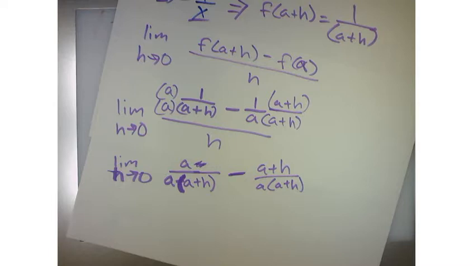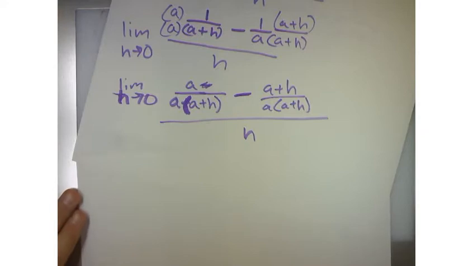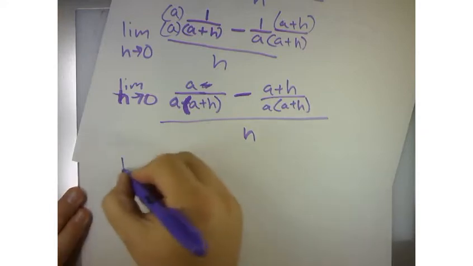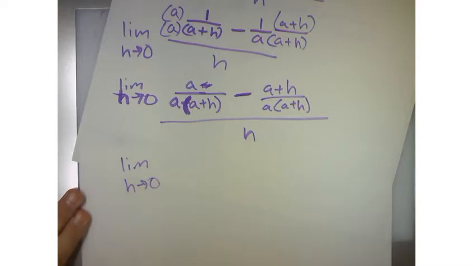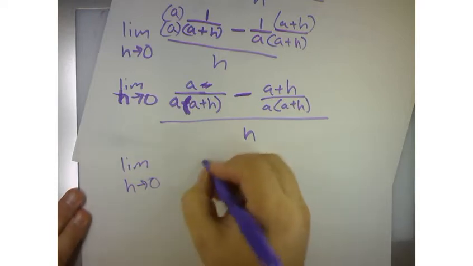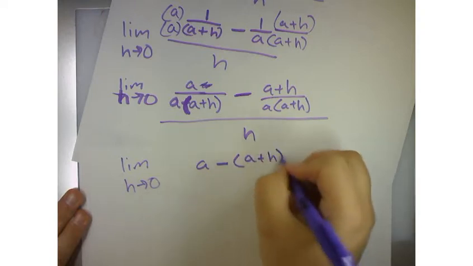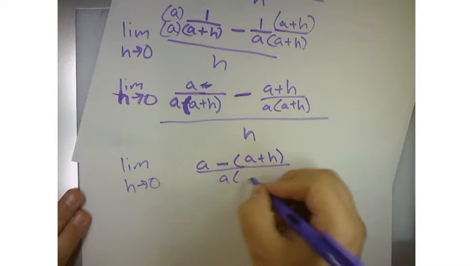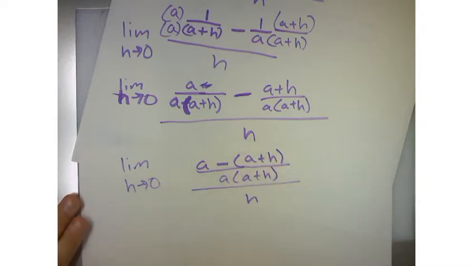So now what I want to do next, and this is all over h, right? To simplify this, I'm going to say the limit of this stuff, I could say a minus the quantity a plus h, all over a times a plus h, all over h, right? Could I do it that way?